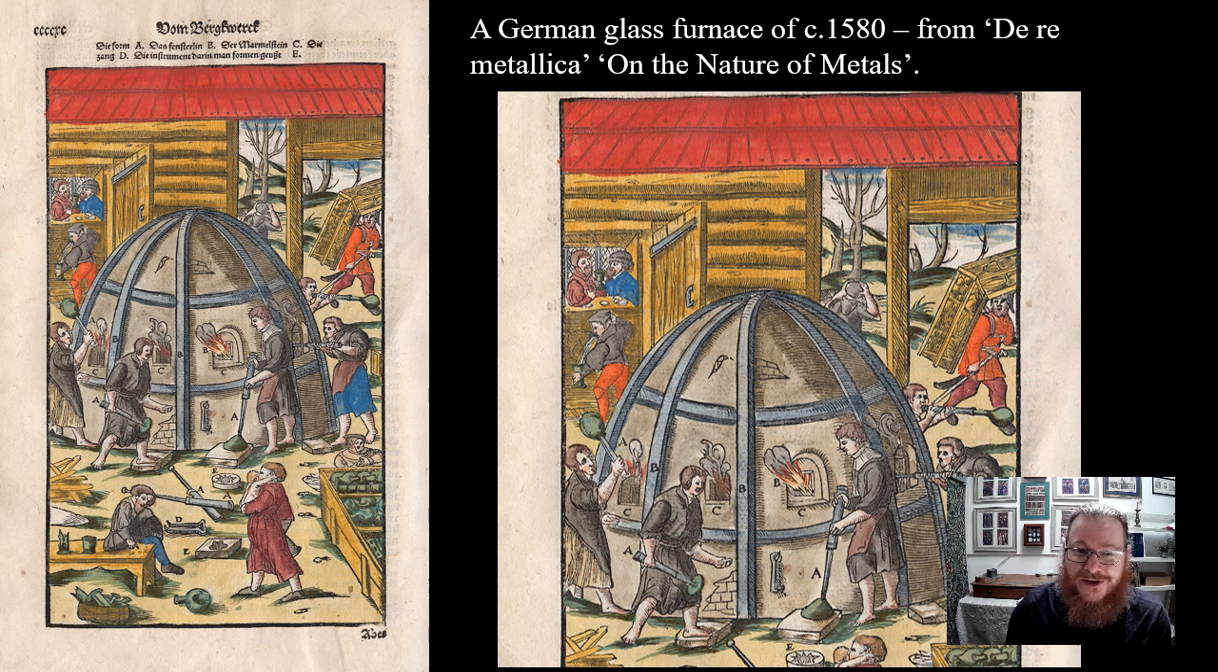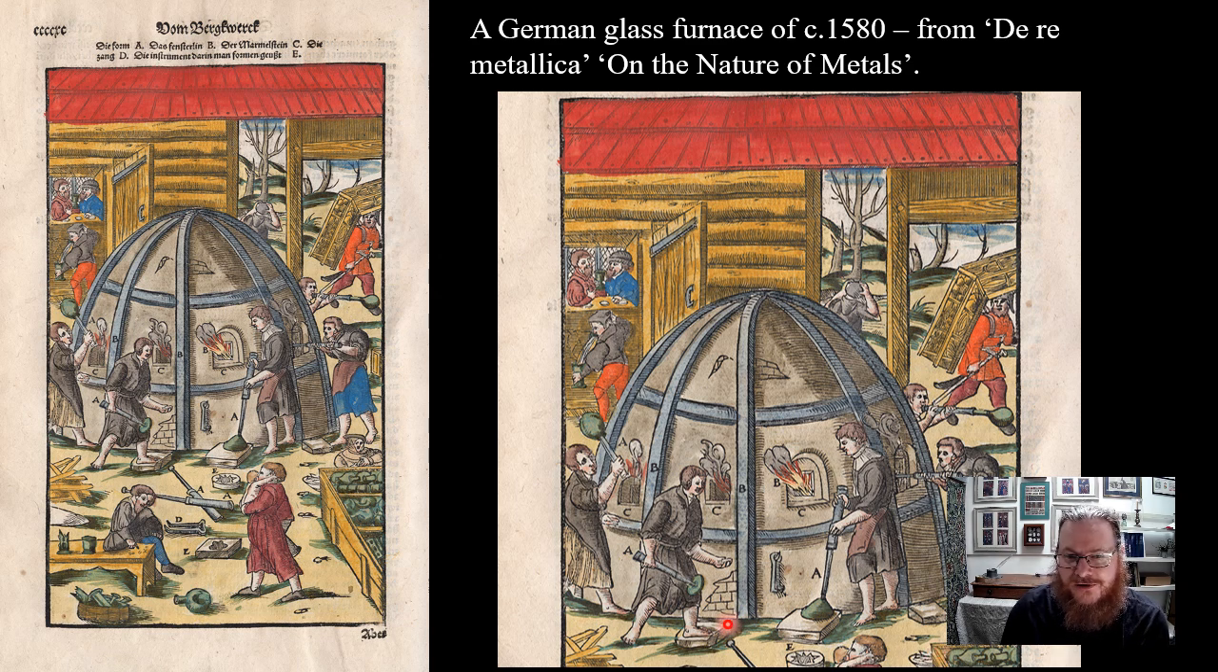It seems in this case that the glass kiln is situated outside. There's no covering over the top of it. It's conical in form, you will notice, and most glass kilns, even into the 18th and early 19th century, were conical in form. It seems to have been the most efficient form of kiln in order to keep the appropriate temperature for melting the glass.